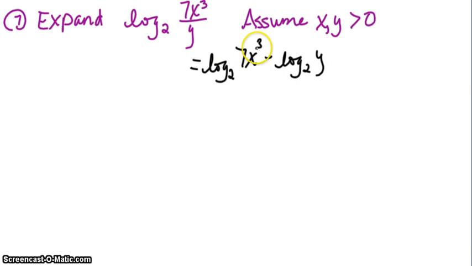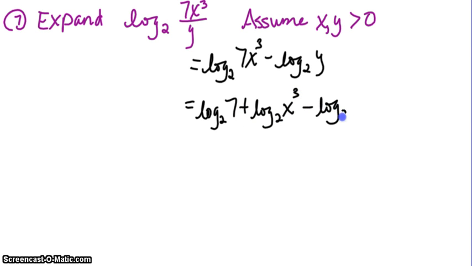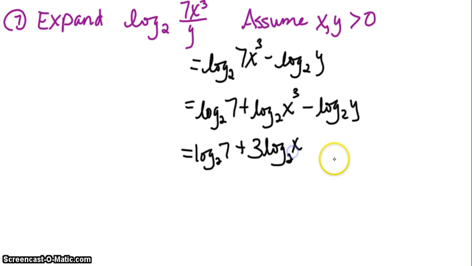Now I can separate this. These are two factors, 7 and the x cubed. So I can use a product law. Remember, when I multiply with the same base, I add the exponents. Don't forget to copy this back down. The only thing that I can do now is change this so I don't have that exponent of 3 by using a power law. So the 3 comes out in front. So it's 3 log base 2 of x minus log base 2 of y.